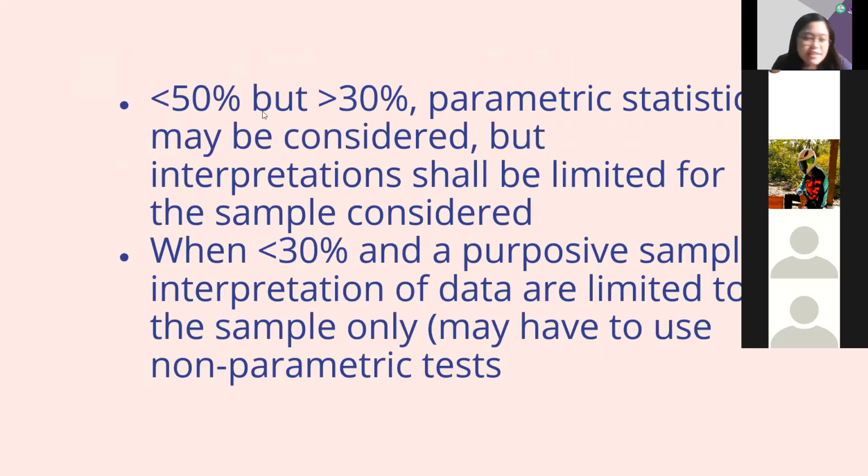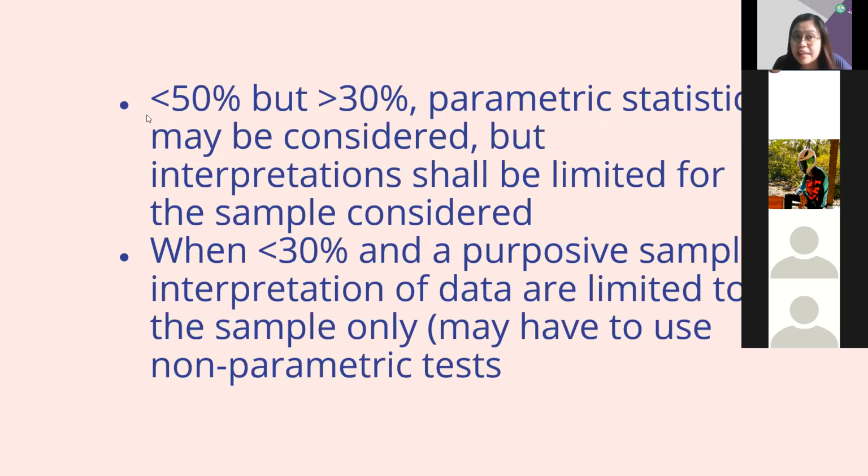Now, if for example, the sample size you chose, or the sample size you were only able to get, even if you computed 240 but no matter what you did, no one responded, so you really did not reach the recommended sample size. Take note of this. Less than 50% but more than 30%, parametric statistics analysis can be considered, but your interpretation will only be limited for the sample. You cannot conclude for the whole population.